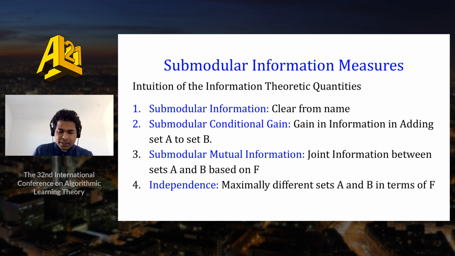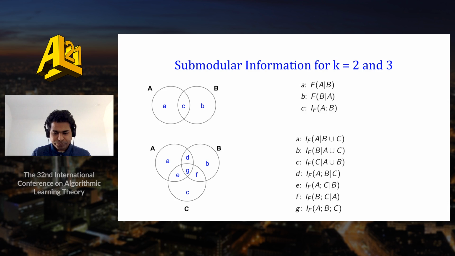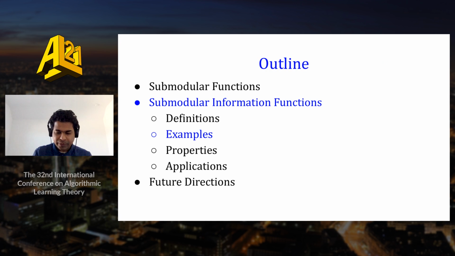Okay, so I'll actually skip this. It turns out you can also define the multi-set mutual information, where you can extend this to multiple sets, and we define two variations of this. One is very akin to the total correlation with entropic quantities, and the second is the multi-set mutual information. So this is an example of the mutual information with two quantities, and a Venn diagrammatic way of viewing this. This is a Venn diagrammatic way of viewing the multi-set mutual information with three quantities.